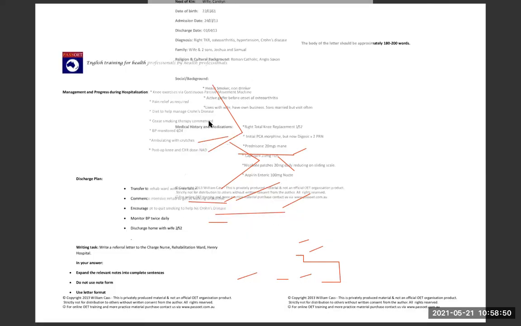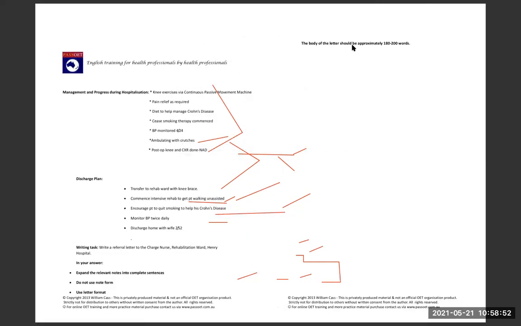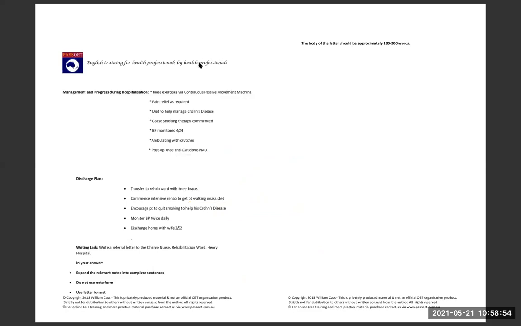Third paragraph: During hospitalization, knee exercises via the continuous passive movement machine were demonstrated, and the pain relief therapy was given as per the requirement. Along with that, diet was given to manage his Crohn's disease, and also smoking cessation therapy was commenced.